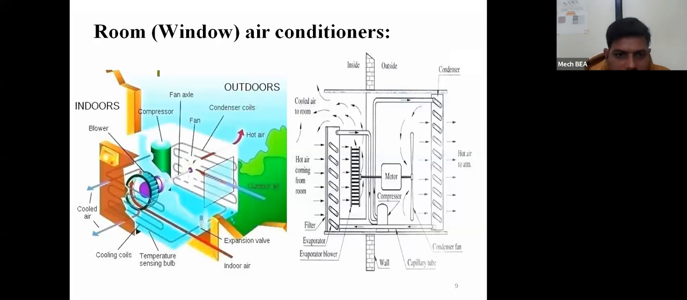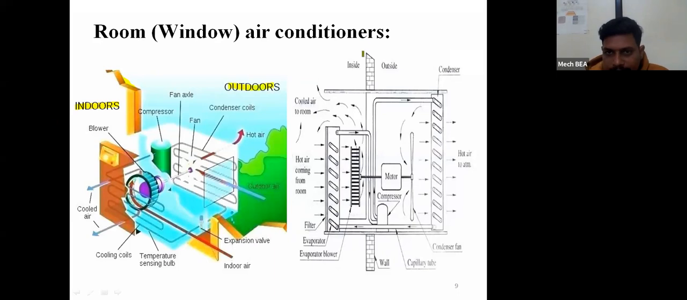So here this is the 3D model of the window type of air conditioning system. This is the wall and this is the window in which that window air conditioner is installed. That window air conditioner will consist of two parts. The first one will be called the indoor part, and the second one will be called the outdoor part.